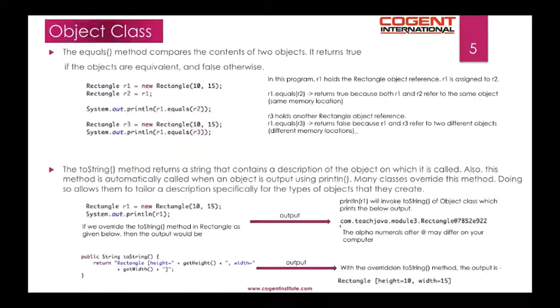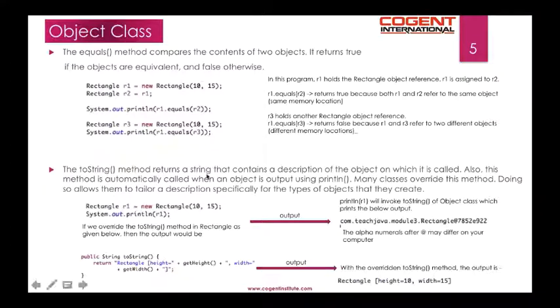The equals method compares the contents of two objects. It returns true if the objects are equivalent and false otherwise. In this program, we create an instance of Rectangle by using the parameterized constructor and passing the length and breadth argument values, and assign it to a reference variable r1. In the next line, we assign that reference variable r1 to r2, which is of type Rectangle. In this case, both r1 and r2 refer to the same object.